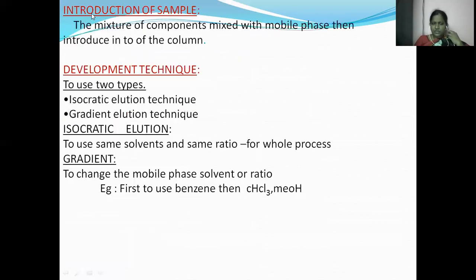The next step is introduction of the sample. The mixture of components is mixed with the mobile phase, then introduced into the column. The next step is the development technique. Two types of technique are used: the isocratic technique and the gradient elution method. In the isocratic technique, the same solvent and the same ratio of mobile phase are used throughout the process. In the gradient method, different mobile phases are used and the ratio of solvent is changed after some time.